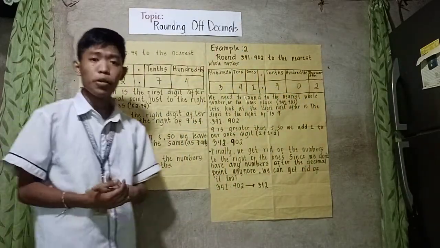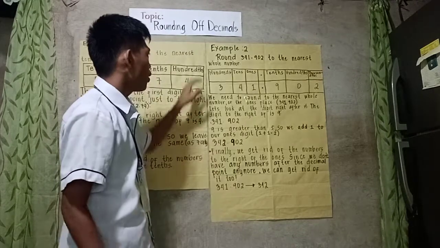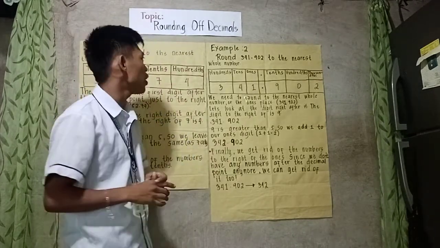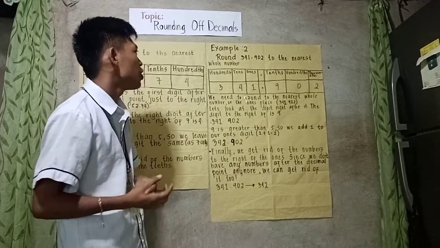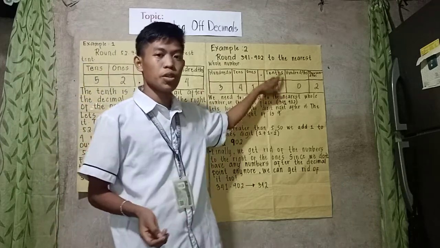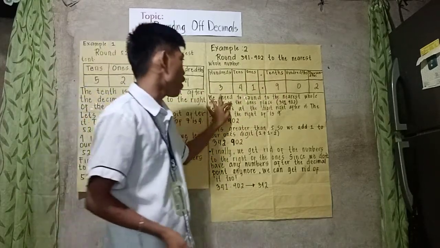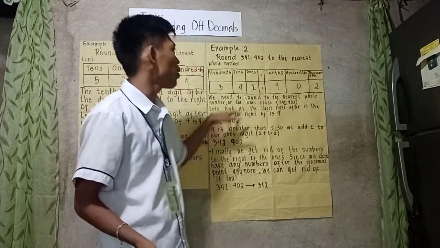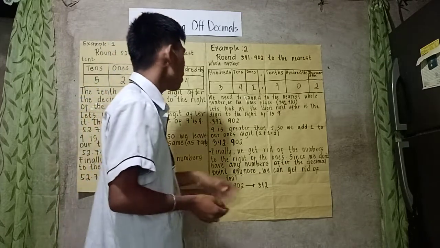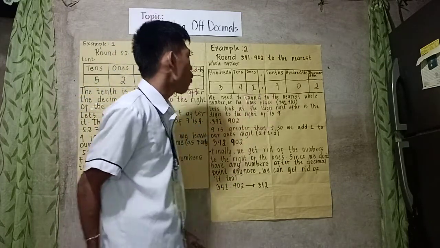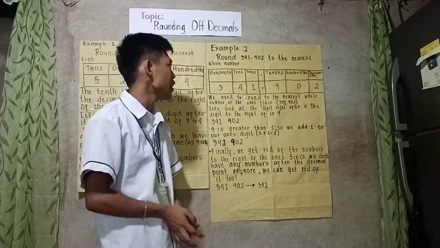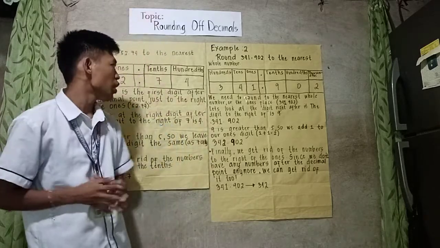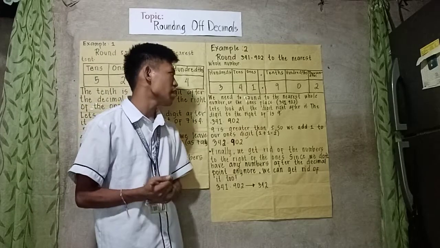So for example number 2, round 341.902 to the nearest whole number. Take a look at this table. We have here 9 as tenths, 0 as hundredths, 2 as thousandths, and on the other side we have 1 as ones, 4 as tens, and 3 as hundreds. So we need to round to the nearest whole number, or the ones place.